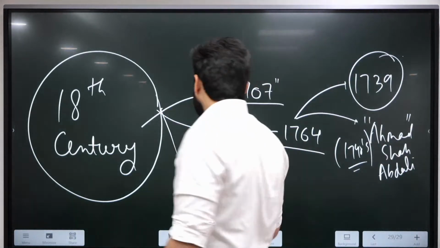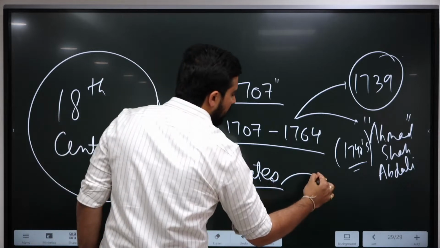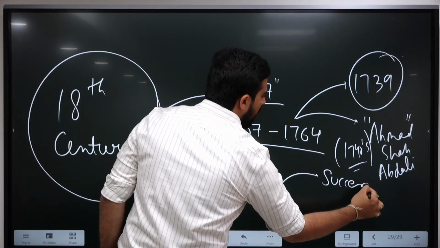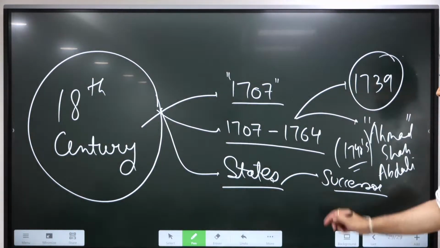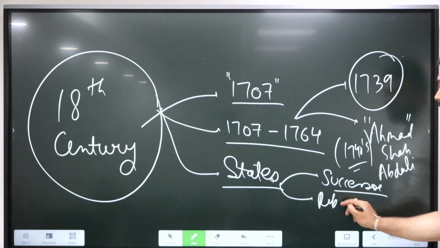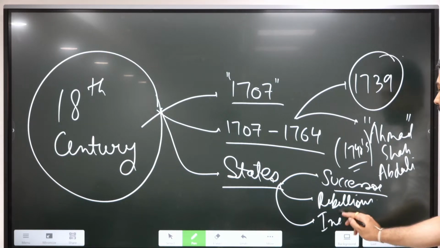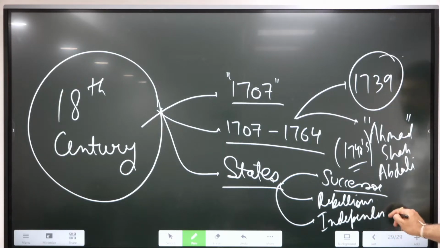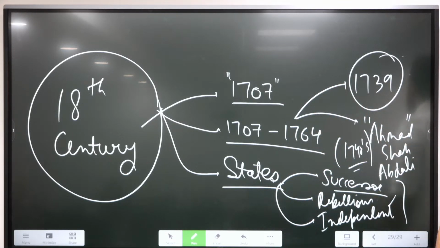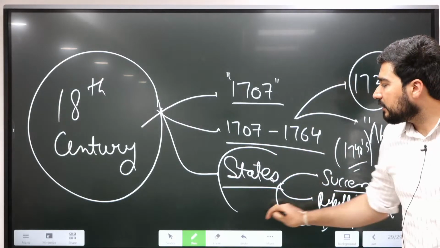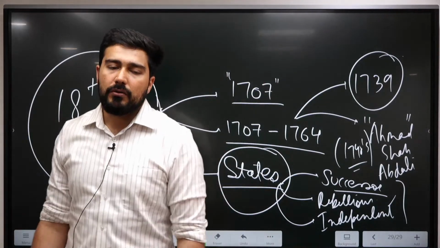This was the time where we see the rise of various categories of states. Successor states like that of Asaf Jah or Nizamul Mulk, who created Hyderabad. Rebellious states like the Marathas or the Jats, and even some independent states like the state of Travancore or even Rajputs. So the whole of India in the 18th century was now divided into these smaller states. We see decentralization of power again coming into the picture.